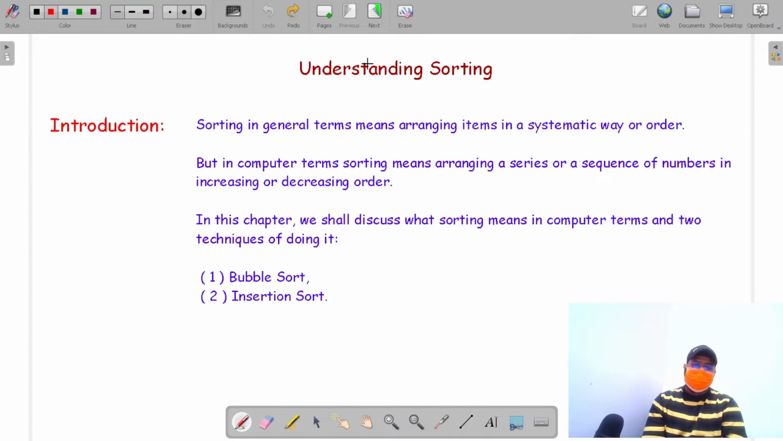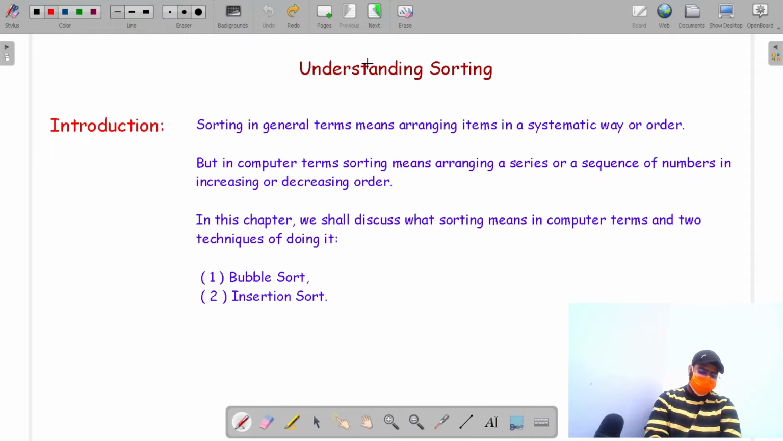Today we'll be going through this chapter, that is understanding sorting, and I'll be explaining what sorting means in general terms and what you mean by sorting in computer terms. I'll explain both so that you're able to correlate the computer terms with the real-life one and understand much better. We'll also be learning two techniques of performing sorting. One would be bubble sort and another one would be insertion sort. So let's go and understand a bit more about it.